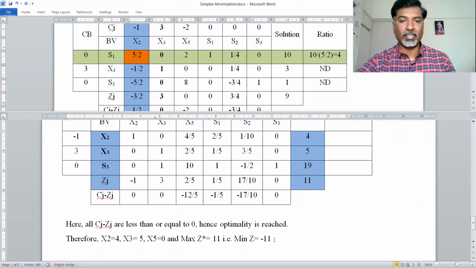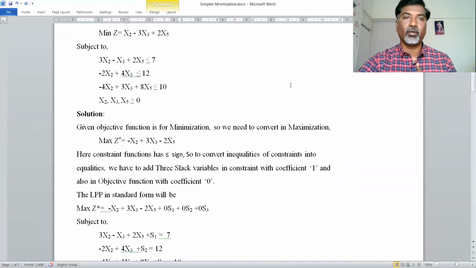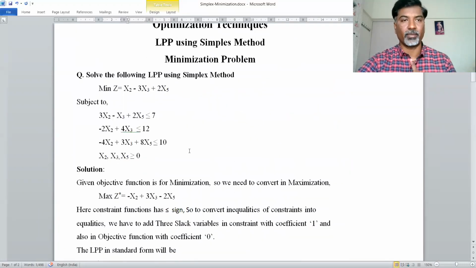From this we can say that the objective function z will be optimum when you put the value of x2 equal to 4, x3 equal to 5 and x5 equal to 0. You will get the minimum value for objective function z. In this fashion you have to solve LPP using the simplex method for a minimization problem. While solving a minimization problem, what things do you have to take into consideration? First of all, you check whether the problem is for minimization or maximization. If the problem is minimization, then you have to convert it into maximization.